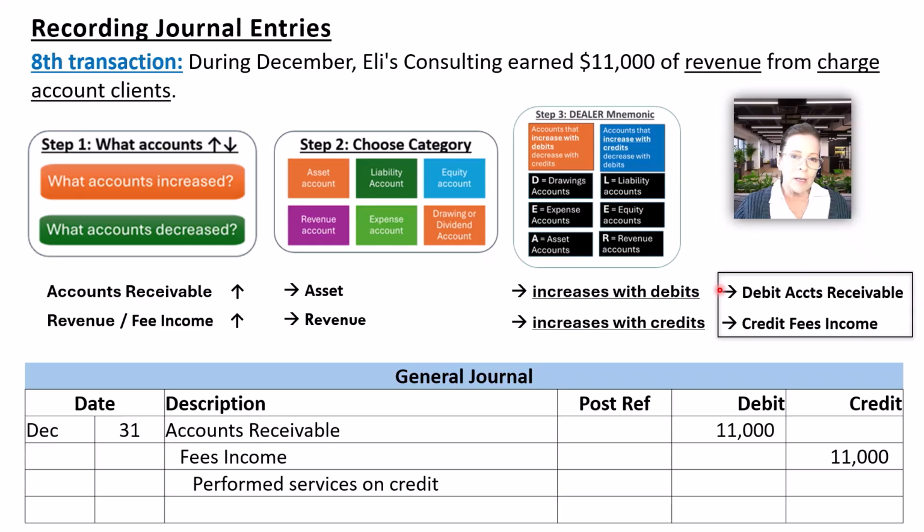Just like in our last transaction, fees income increased. Fees income is part of the revenue category, and revenue increases with credits, so we credit fees income. And to journalize this transaction, we write the date into the date column, and we debit accounts receivable and credit fees income for $11,000.